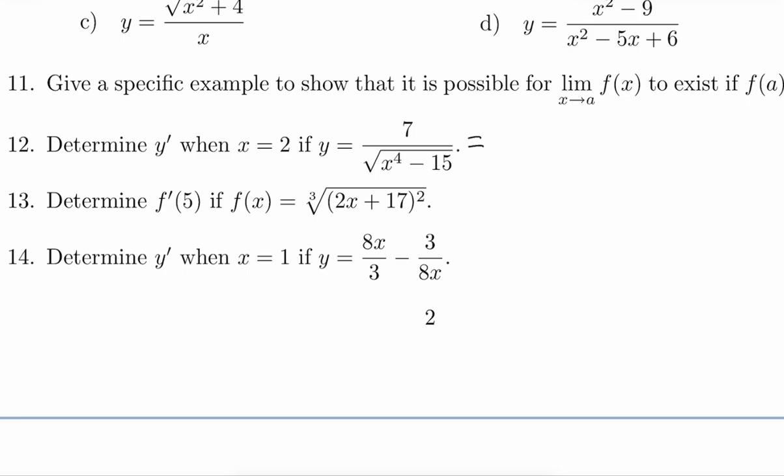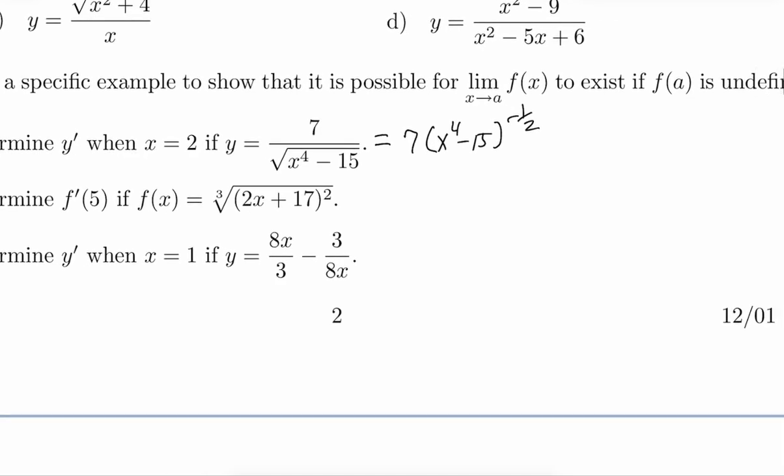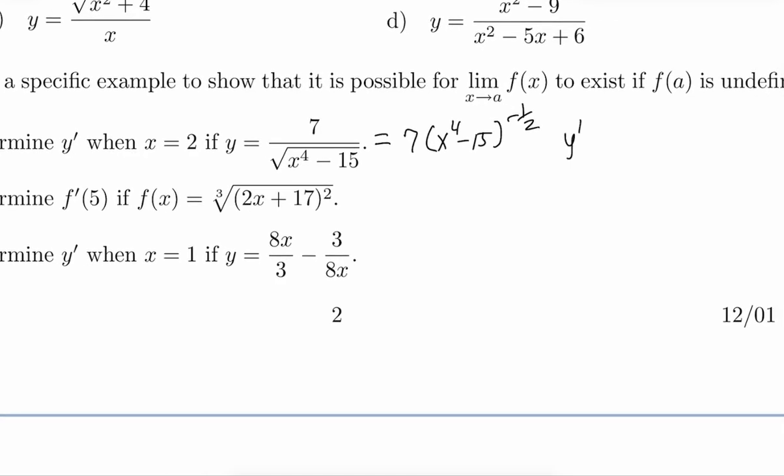The first thing you want to do when you are doing this derivative, remember those rewrites that help us make the derivative much nicer. So let's rewrite that: 7 times x to the 4th minus 15 to the negative 1/2 power. If you can write a quantity to a power, we can use either the power or chain rule or a combination of the two. So y prime is just the chain rule. We're going to drop the power down in front, the power goes down by 1, the stuff stays there, but then don't forget to multiply by the derivative of the stuff.